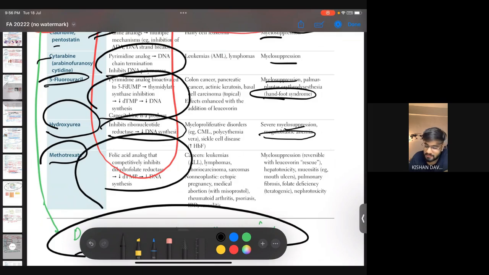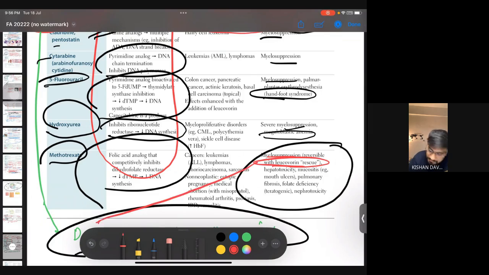Methotrexate, remember this. And in methotrexate, they have asked so many questions regarding side effects. Myelosuppression is in all of them. Reversible with leucovorin. This is one important question in UWorld. Methotrexate is given, now he wants to reverse the side effect. Leucovorin is very important. Okay. Leucovorin's other name is folinic acid. Don't get confused. Leucovorin's other name is folinic acid. Okay, so if there is methotrexate toxicity, give folinic acid.